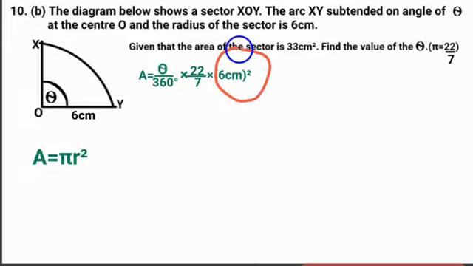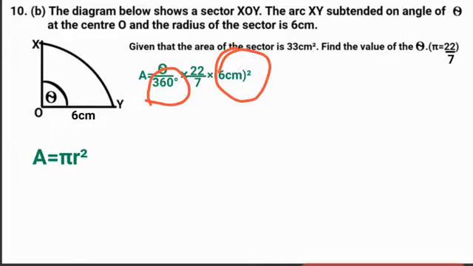Before I do anything, I need to evaluate 6 centimeters squared. Because I can see that the product I'll get from 6 centimeters squared will have a common factor with 360, which is here. So I will first take advantage of finding the value of 6 centimeters squared. Then later on, I'll go ahead and simplify the expression.